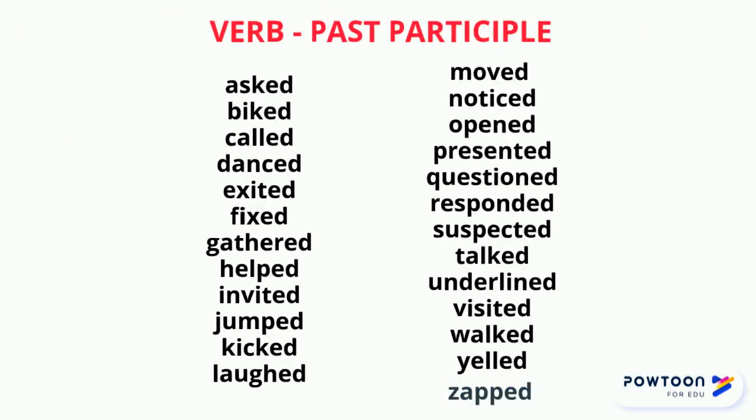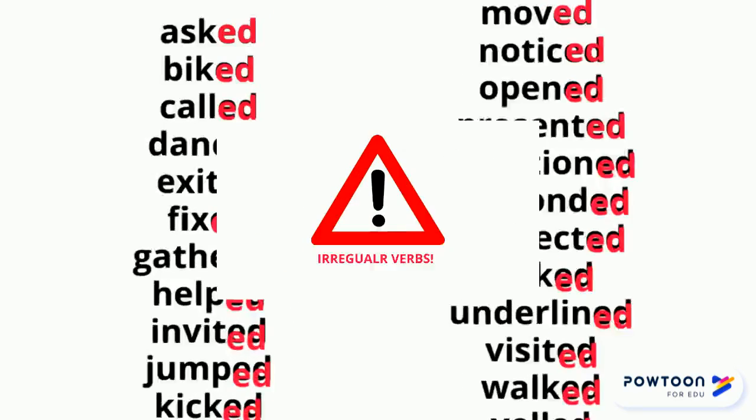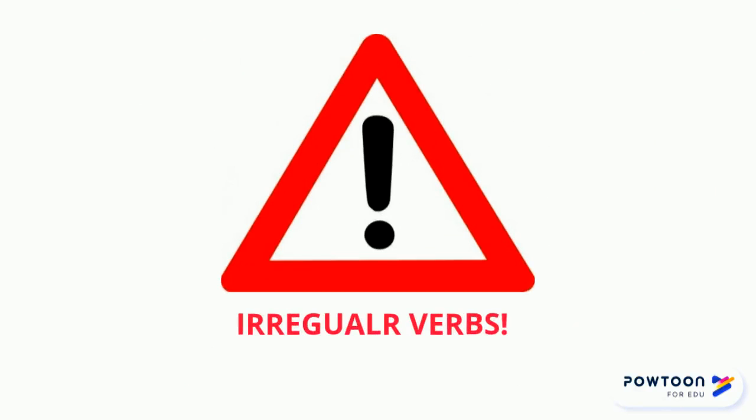Let's quickly review what a verb in the past participle looks like. It's the verb in the infinitive plus ed. So for example, ask plus ed, asked. Walk plus ed, walked. Talk plus ed, talked. Check out the list of past participles in the handout. But beware, just like any language, there are exceptions. So take a look at the list of irregular verbs in the handout.